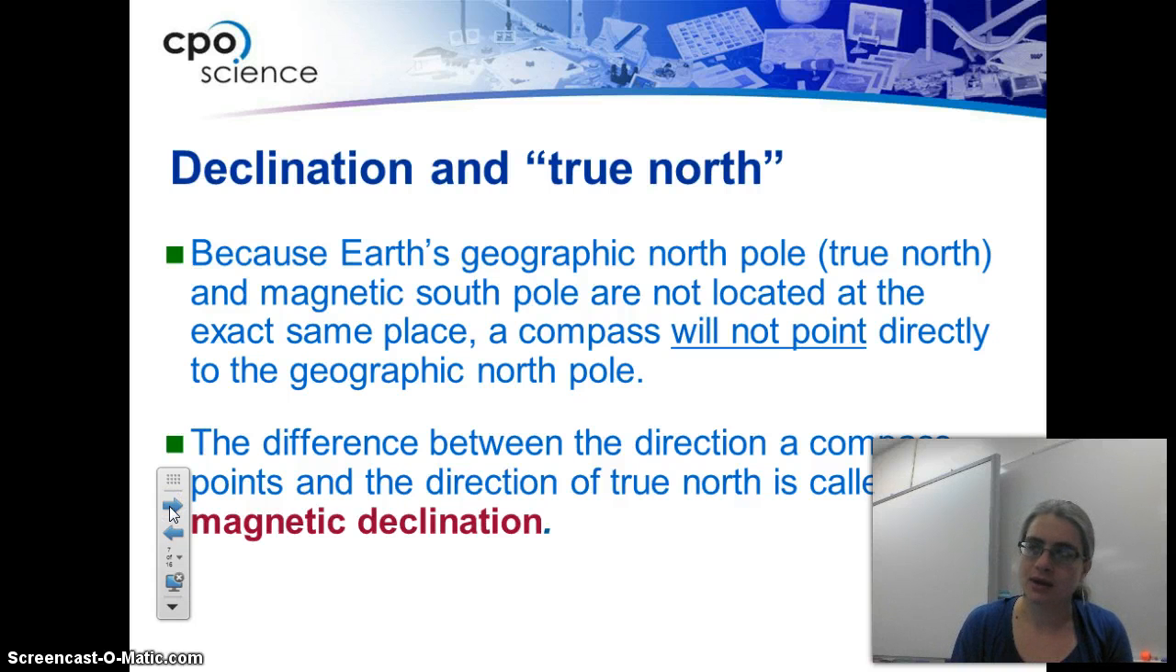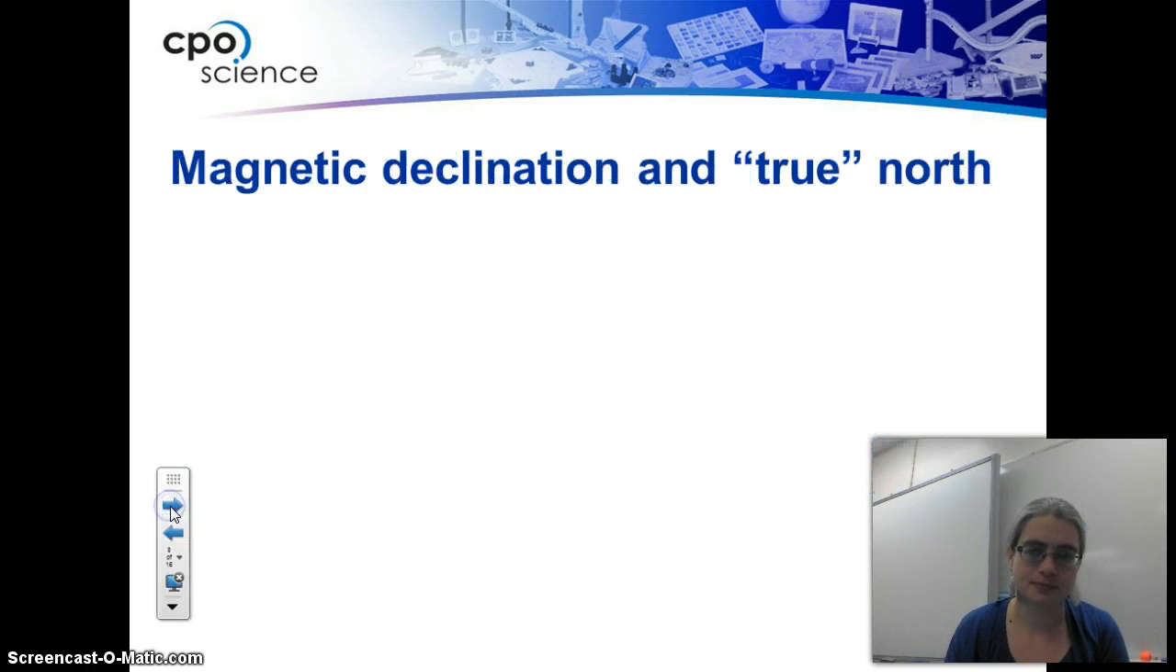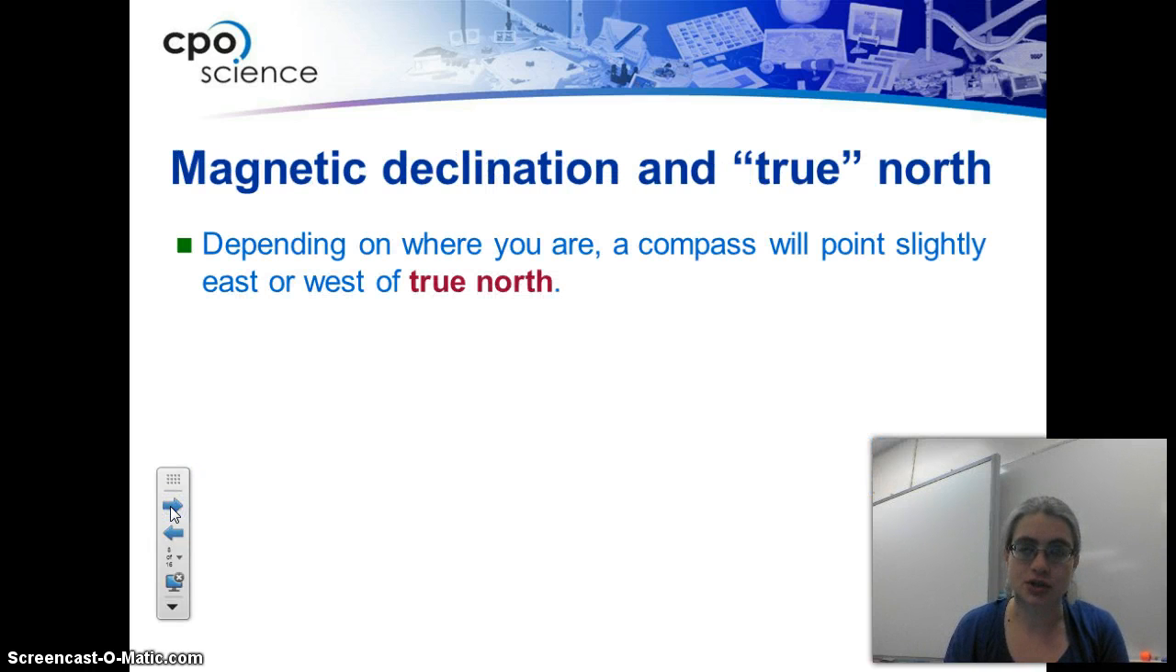Now, even with that, magnetic north and true north geographically are a little bit different from each other. Because Earth's geographic North Pole, true north, and magnetic South Pole are not located at the exact same place, a compass will not point directly to the geographic North Pole. The difference between the direction the compass points and the direction of true north is called magnetic declination, and that varies about 2.5 to 5 degrees depending on where you are located. Magnetic declination and true north.